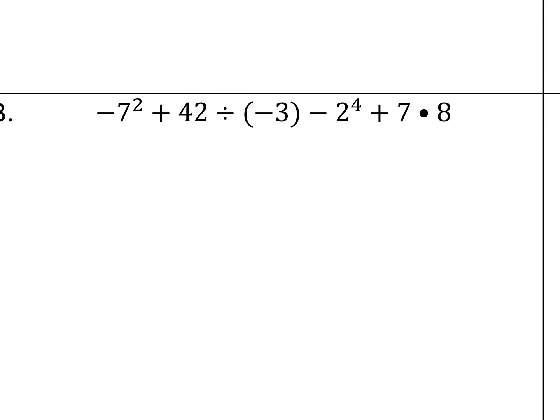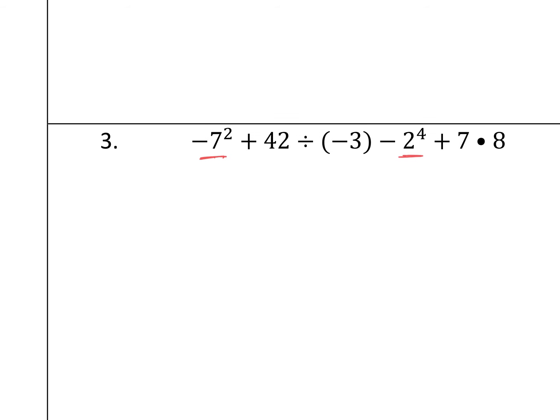So, I go through my order of operations. Parentheses: although I do see a set of parentheses right here, there's no operation in there, so I don't really count it. So now I'm going to move to exponent. I have 2 sets of exponents, an exponent here and an exponent here. I'm going to go ahead and do those both.